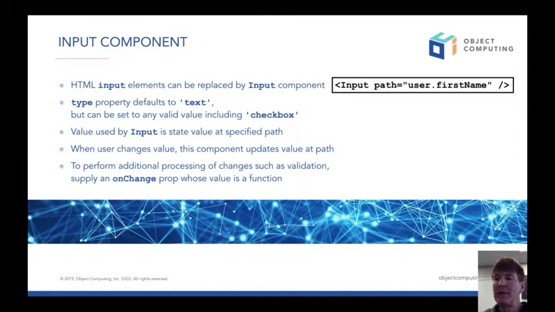HTML input elements can be replaced by the input component. The example here updates the path user.firstname. The type property defaults to text but can be set to any valid value, including checkbox. The value used by the input is the state value at the specified path. When the user changes the value, this component updates the value at that path. To perform additional processing of changes such as validation, supply an onChange prop whose value is a function.